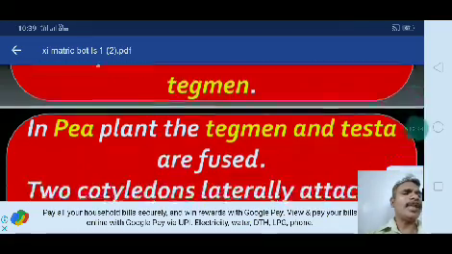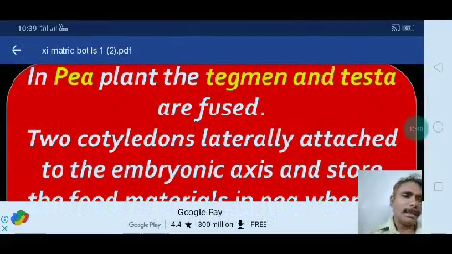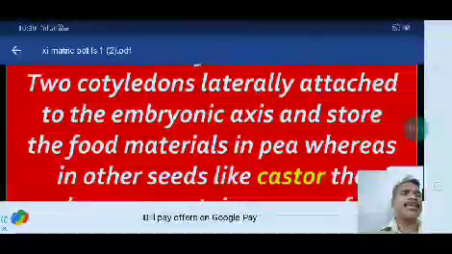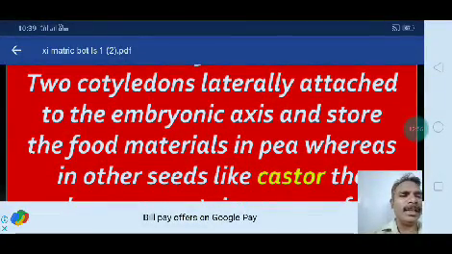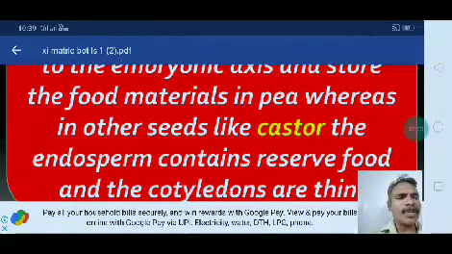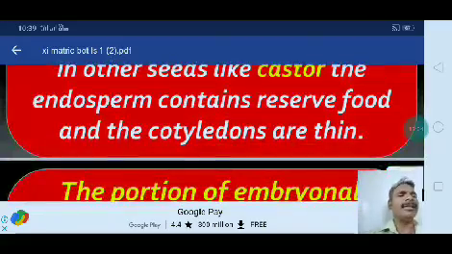In the pea plant, the tegmen and testa are fused together. Two cotyledons are laterally attached to the embryonic axis and store the food material in pea, whereas in other seeds like castor, the endosperm contains the reserve food material and the cotyledons are very thin.